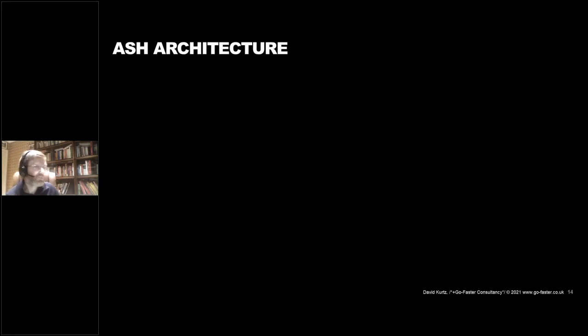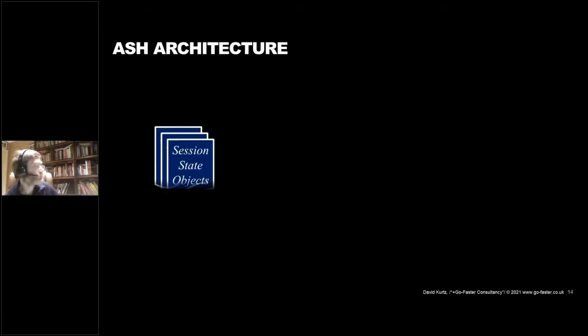So how does ASH work? What is the mechanism that's going to deliver this data to us? So when you connect to the database, you create a session. Inside the SGA, there is a session state object. It's a piece of memory, and it's exposed to us through the dynamic performance views. In this case, V$SESSION and V$SESSION_WAIT.